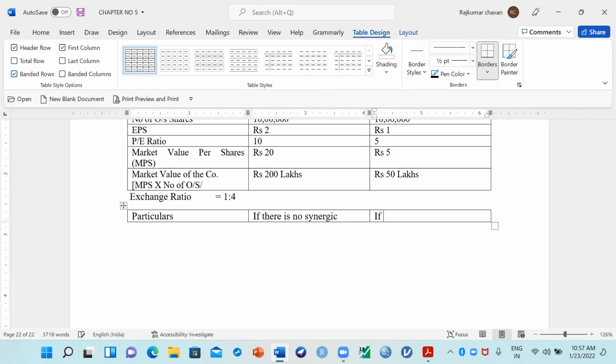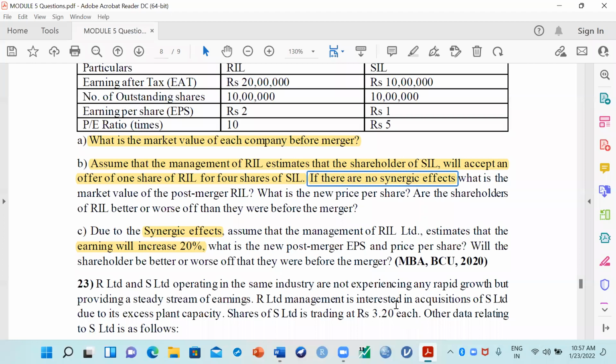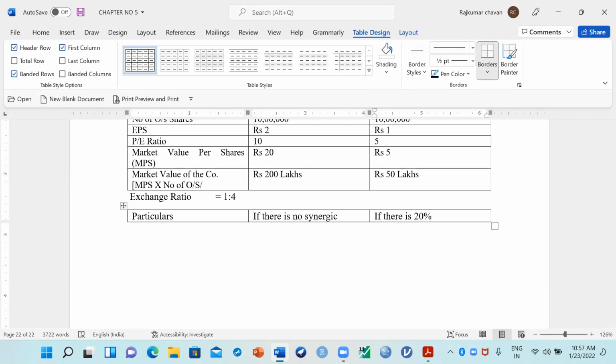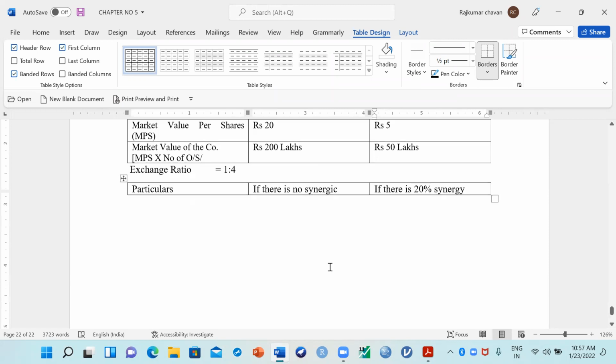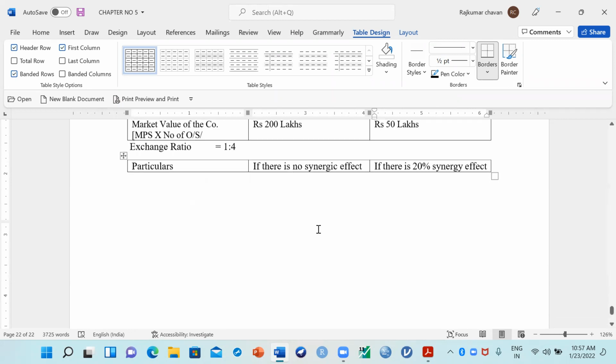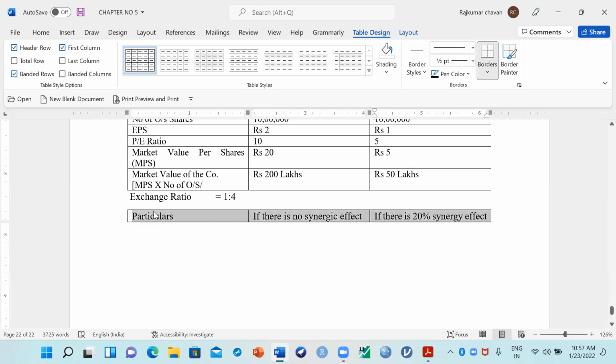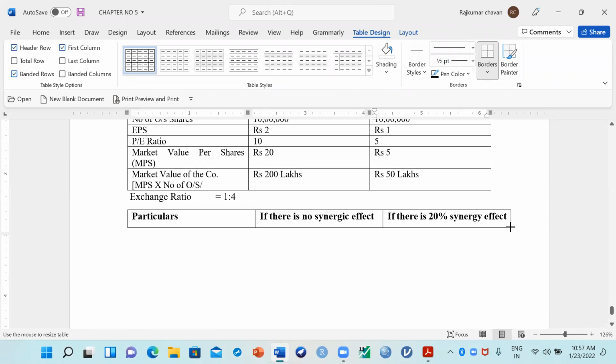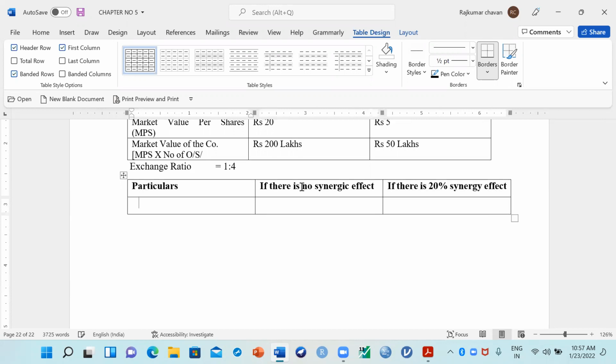Next, if there is a synergic effect. So what is the value they say? The synergy effect is showing 20% synergy. It means the earnings of the company will increase, which shows there is 20% synergy. If there is no synergic effect, this is the first case. And the second one is if there is a synergic effect, then what are the values? You need to identify this first from the question. Now let us start putting the information according to that.